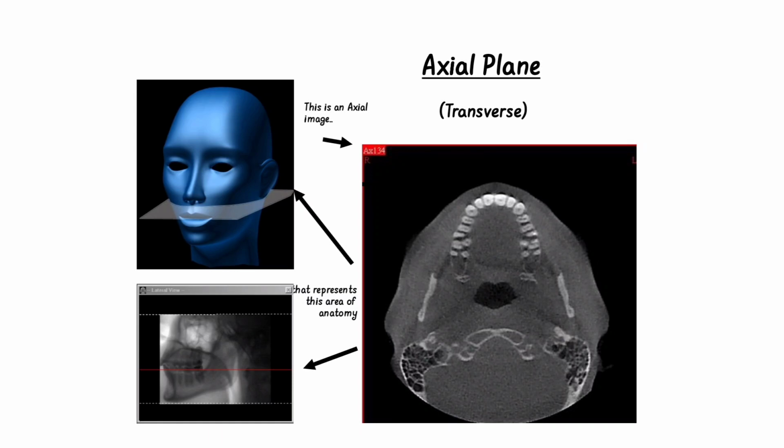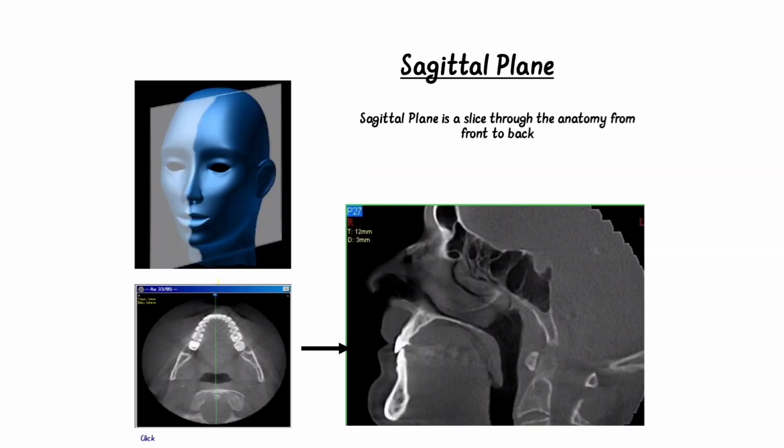We've got the axial view. So this is like you are looking up at someone from below. And again, the left side of the screen is the right side of the patient, and right side of the screen is the left side. Then we've got the sagittal view, which is just from the side.